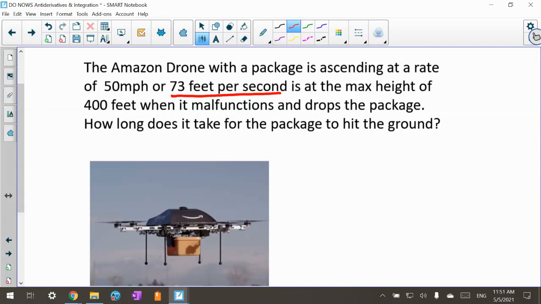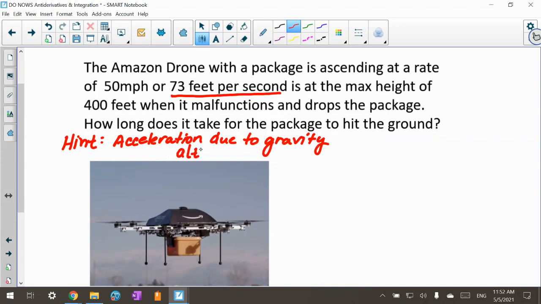Okay, so the big thing I want to talk about, the hint, is you need to know your acceleration due to gravity. Most people know that it's 9.8 meters per second squared, and it's negative because it's going towards the ground. But the acceleration due to gravity in feet per second squared is negative 32 feet per second squared. So we know that acceleration due to gravity, a of t for time, is going to be negative 32 feet per second squared. That's one thing you need to know to do this problem.